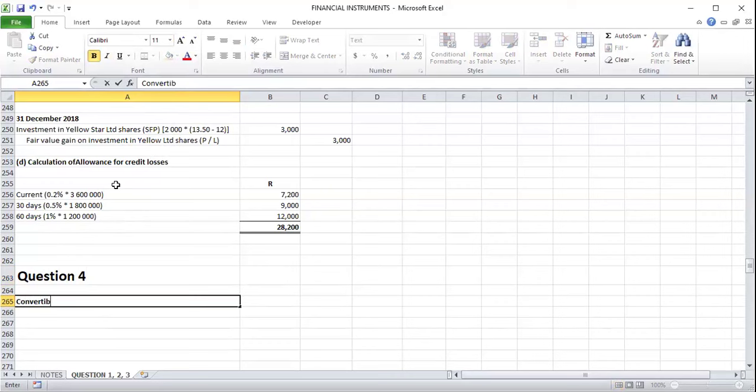Convertible debentures. Right. What are convertible debentures? Before I answer the question, I want to explain a few things here.